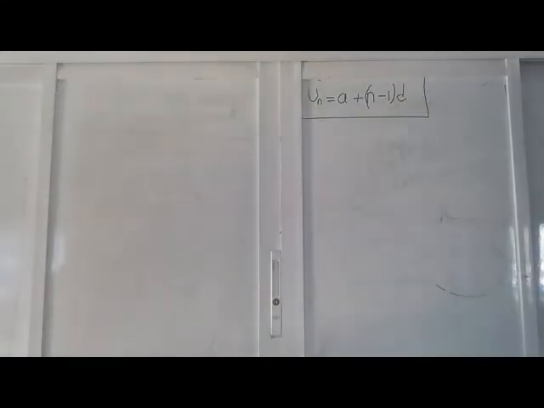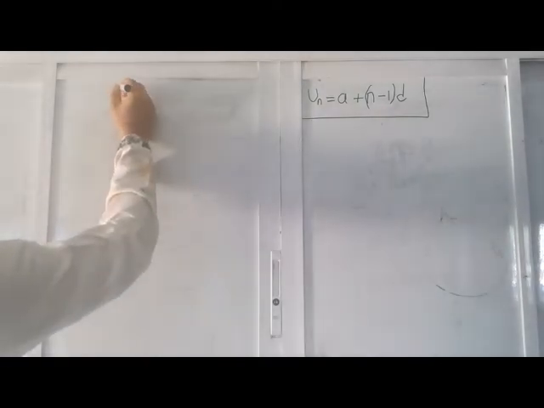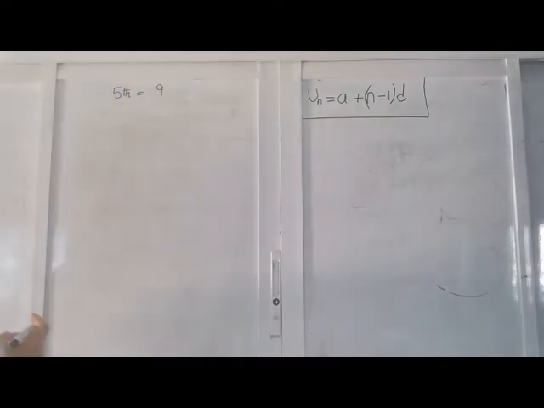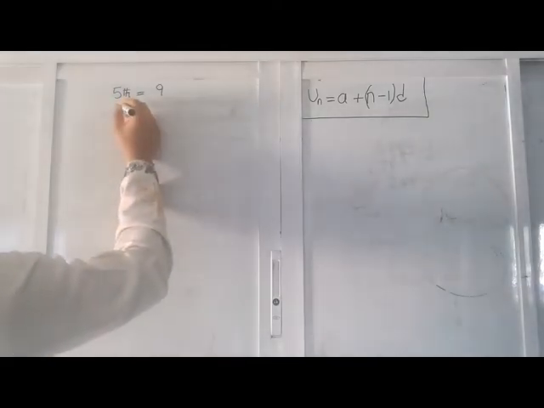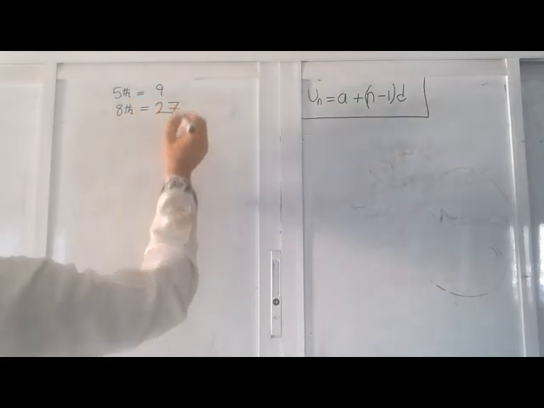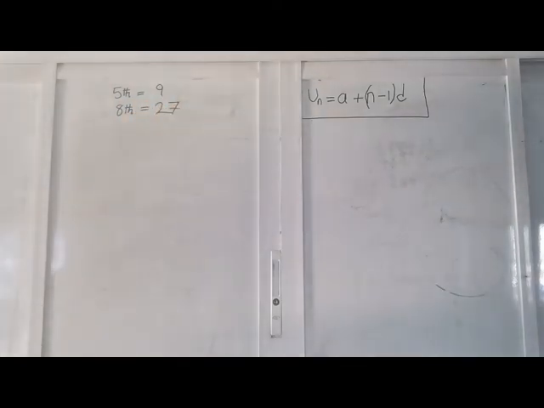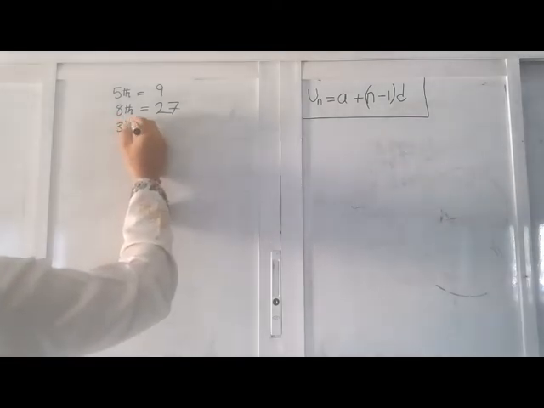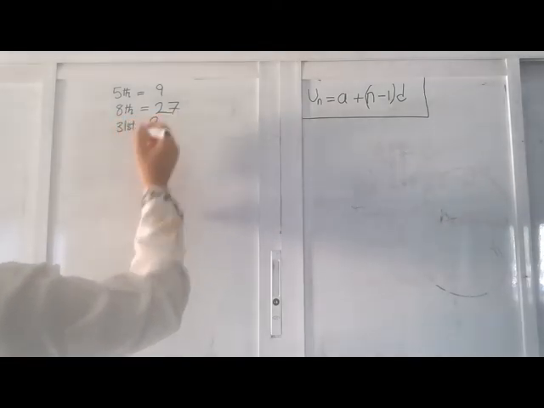From the question, you notice that the fifth term is given to us to be 9. We are also told that the 8th term is 27. Now we are asked to find the 31st term.